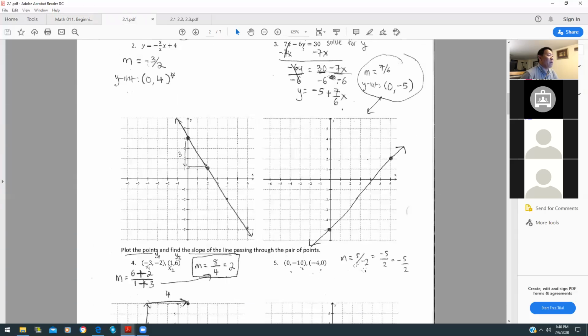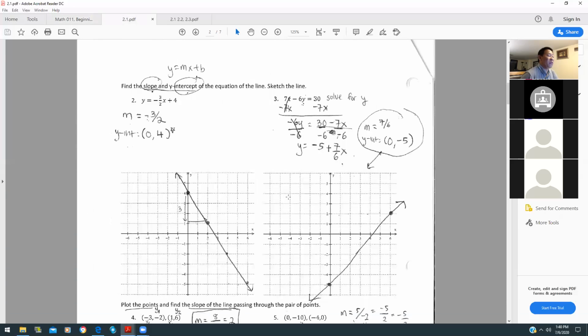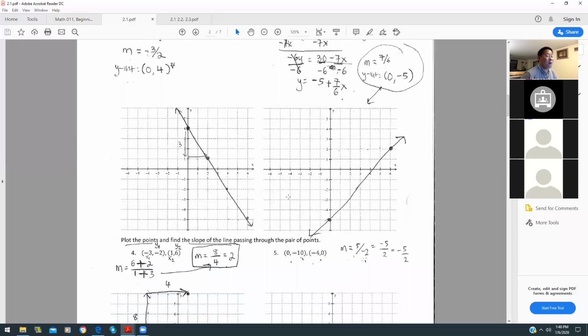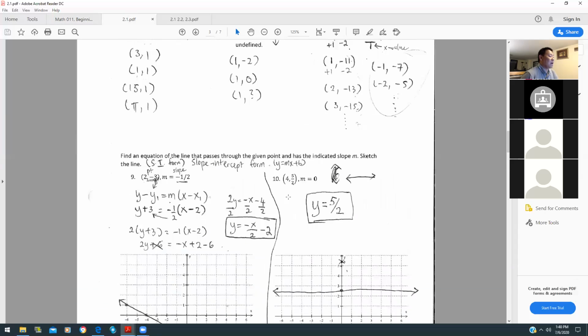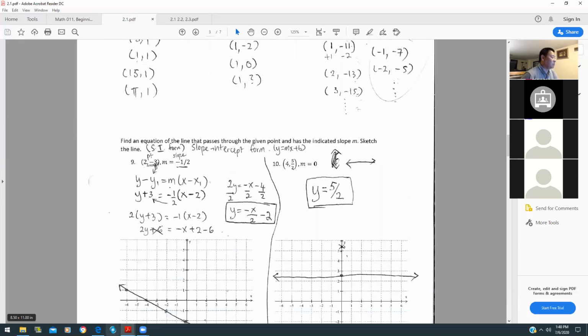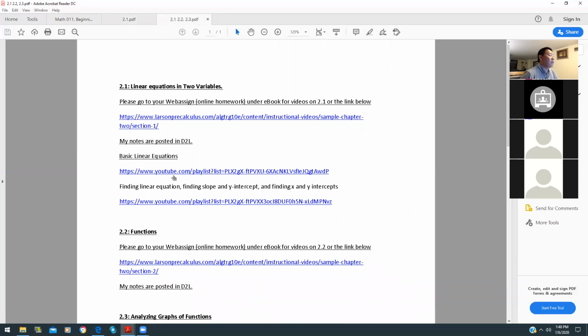I would recommend that when you guys do your homework, please refer to these notes. These notes are found in D2L. I'll show you where it is. It's very important for you guys to go through these notes here. And then the links. These are the links here. If you click some of these links, it has like 10 videos.